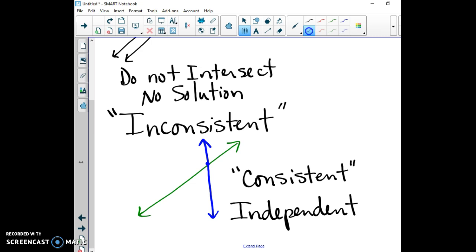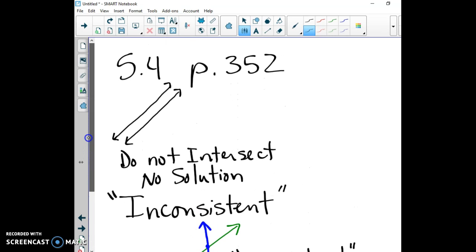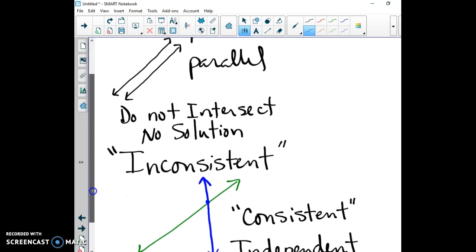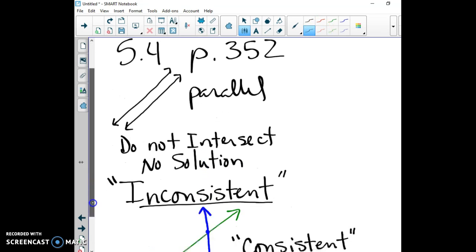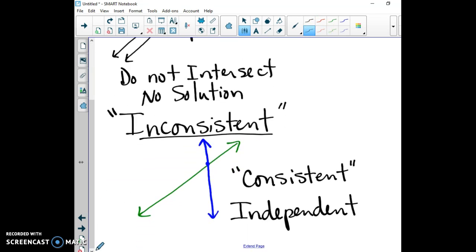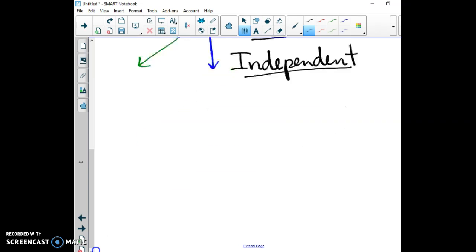Okay? So our special situations are this. Parallel. They don't intersect. There's no solution. We call that inconsistent. One solution. Here it is. They intersect. We call it consistent and independent. And the third situation is this.